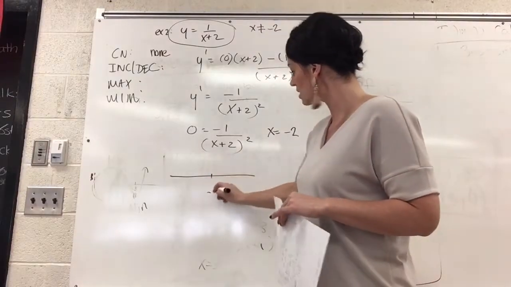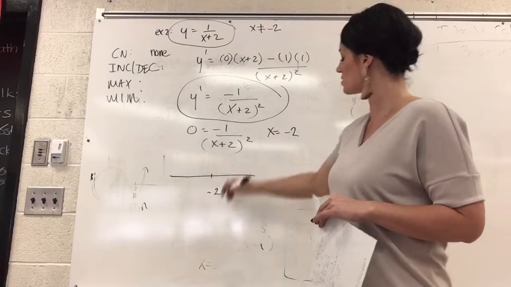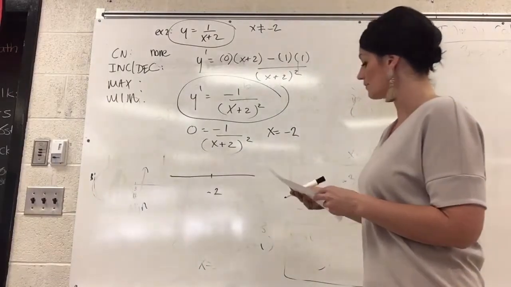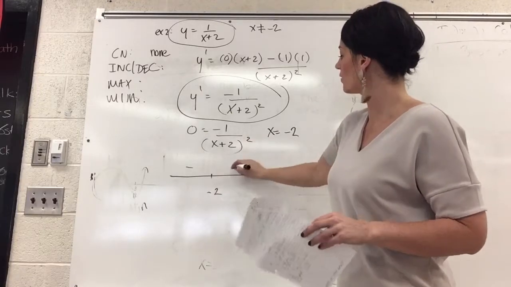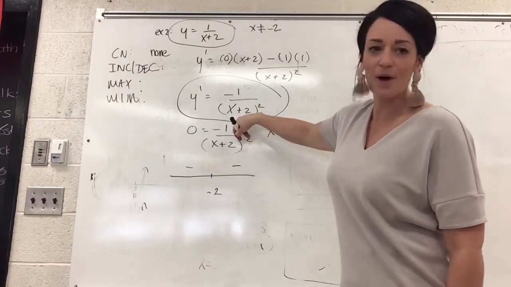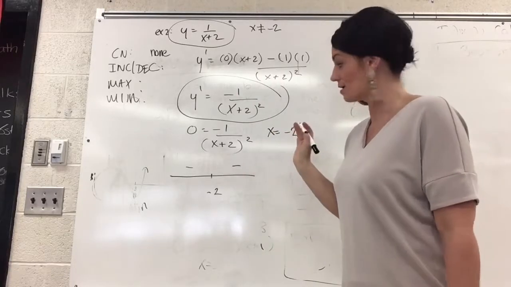Okay, so negative 2, remember I'm always plugging back into my derivative. So I pick a number less than negative 2 and I put that into my derivative, and I put in a number greater than. Well, this is actually easy because the bottom is squared, so it's always going to be positive, and there's a negative on top, so it's always going to be negative.